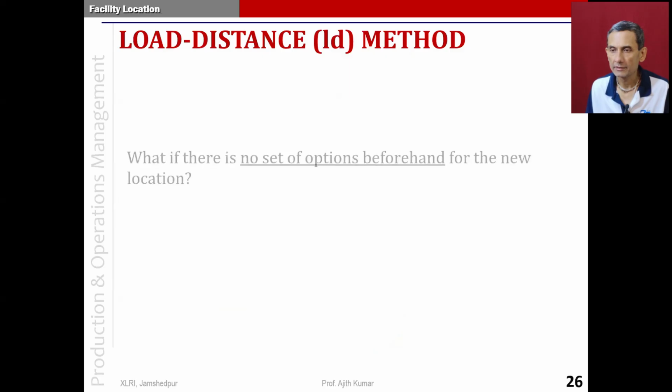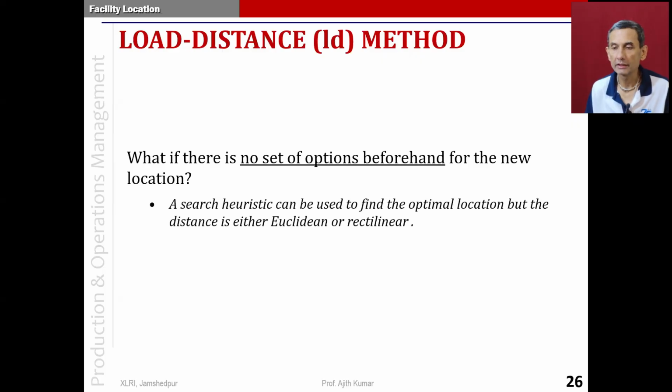It may sometimes happen that there is no set of options given to us beforehand for the new locations. As in this example, P, Q, and R were given to us as possible locations. But suppose we are not given that, we just have an open canvas and we are asked to find out what could be the best location. Could there be a location even better than P, Q, and R in that example? The answer is there is a possibility, and we can use a search heuristic.